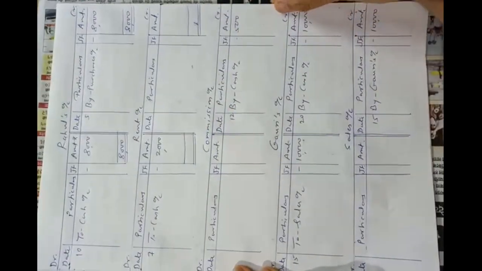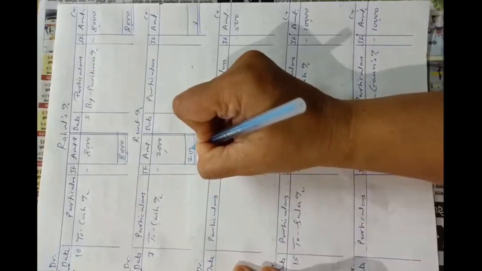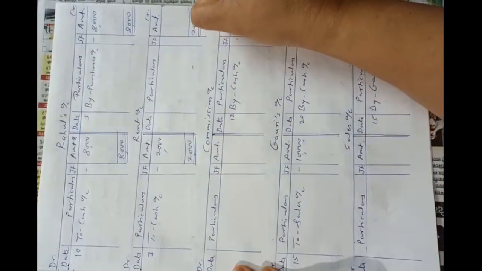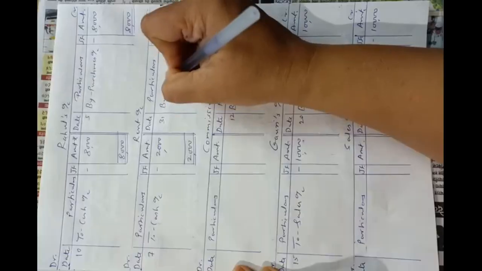Now the rent account. Debit total is 2,000, credit total is 0. The big total will be written here, 2,000. The difference will obviously be 2,000. On 31st July, By Balance Carried Down. Okay.